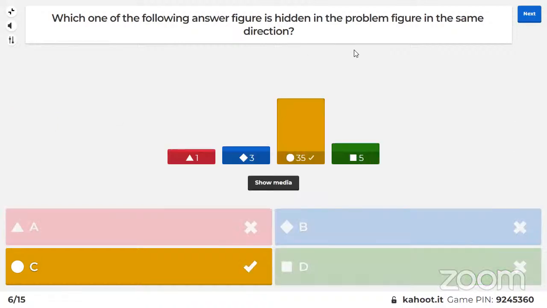So which answer figure is similar to the problem figure in the same direction? Most of you have made it correctly. The correct answer is C. Once again, moving on to the leaderboard.